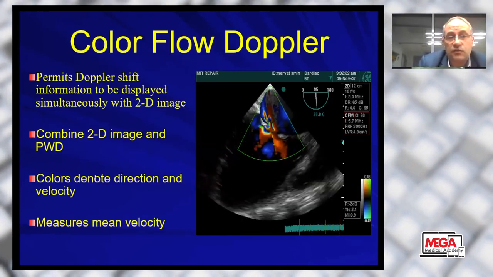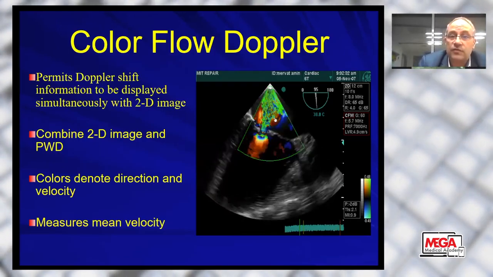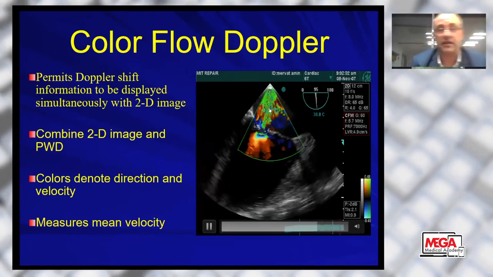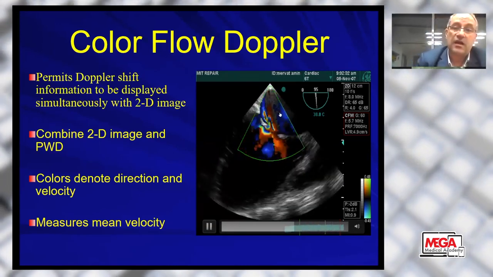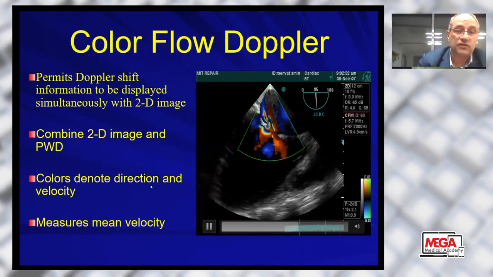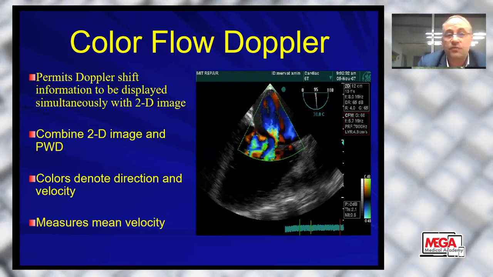So color denotes direction and velocity. Blue and red are normal. Green or mosaic are high velocity exceeding the Nyquist limit. Blue is away from the transducer, red is towards the transducer. So it's a combination of 2D image and pulsed wave Doppler.